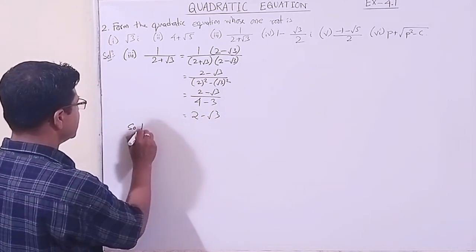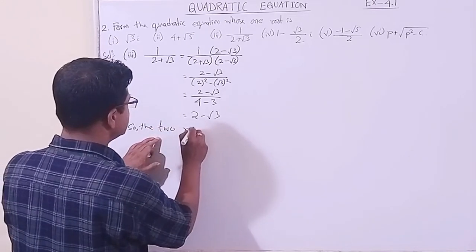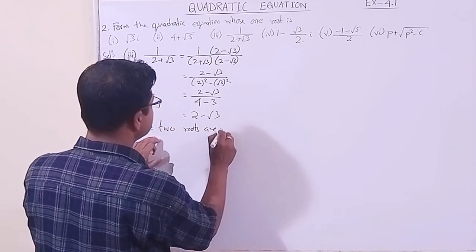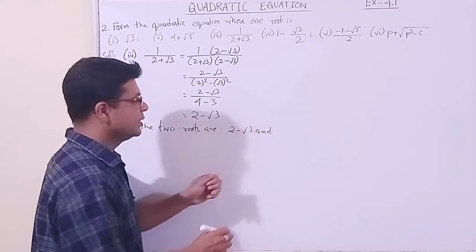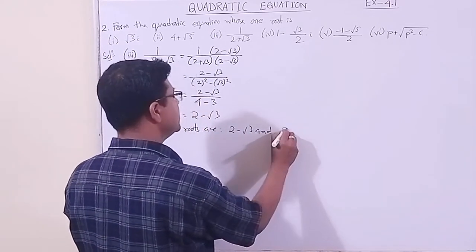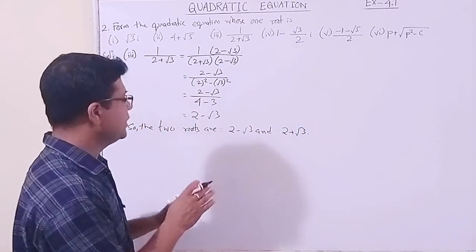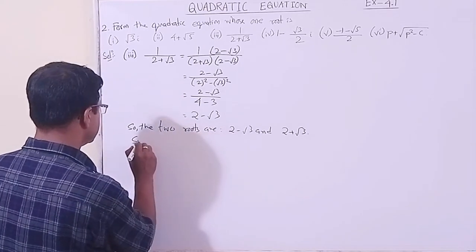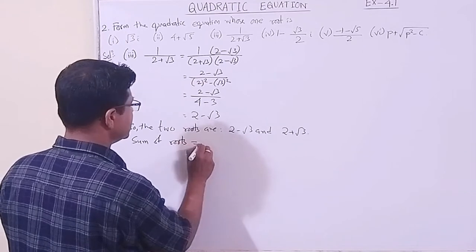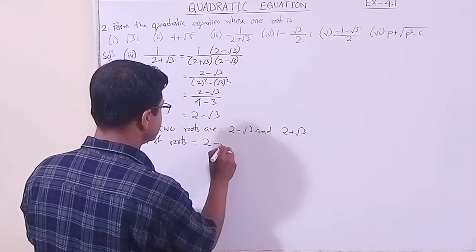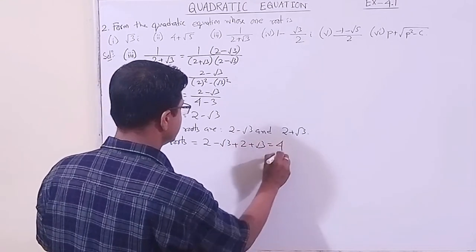So the two roots are, what are the two roots? One is 2 minus root 3. And what will be the other root? Its conjugate. What is the conjugate of it? 2 plus root 3. So now let us find sum of the roots and product of the roots. Sum of roots is equal to, let us add them, 2 minus root 3 plus 2 plus root 3, root 3 cancel, it is 4.